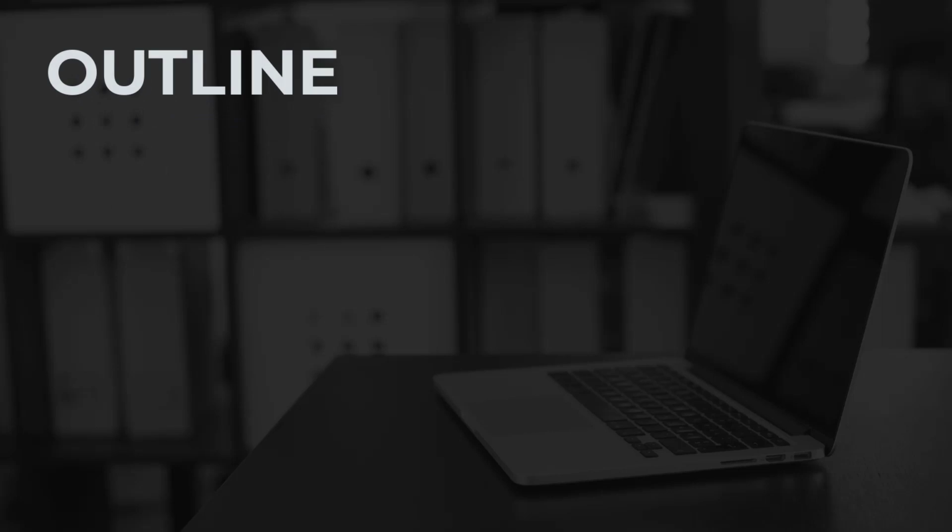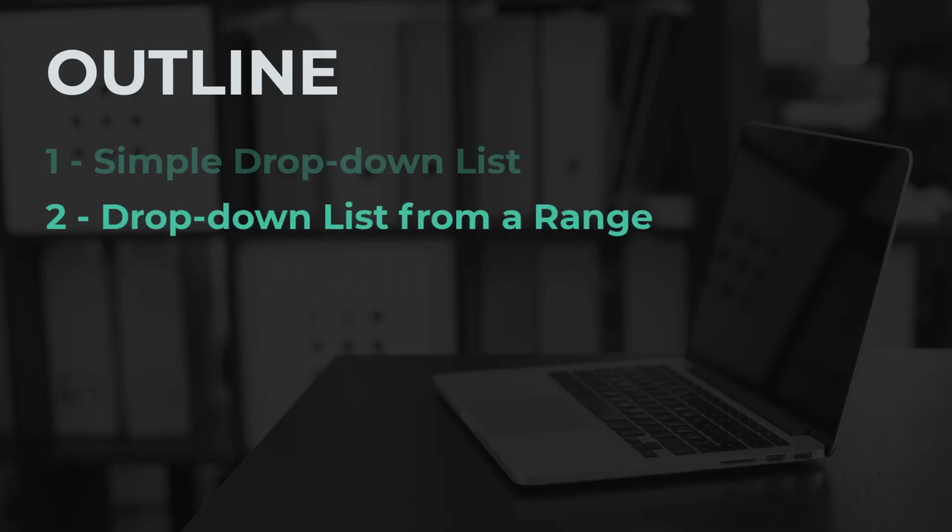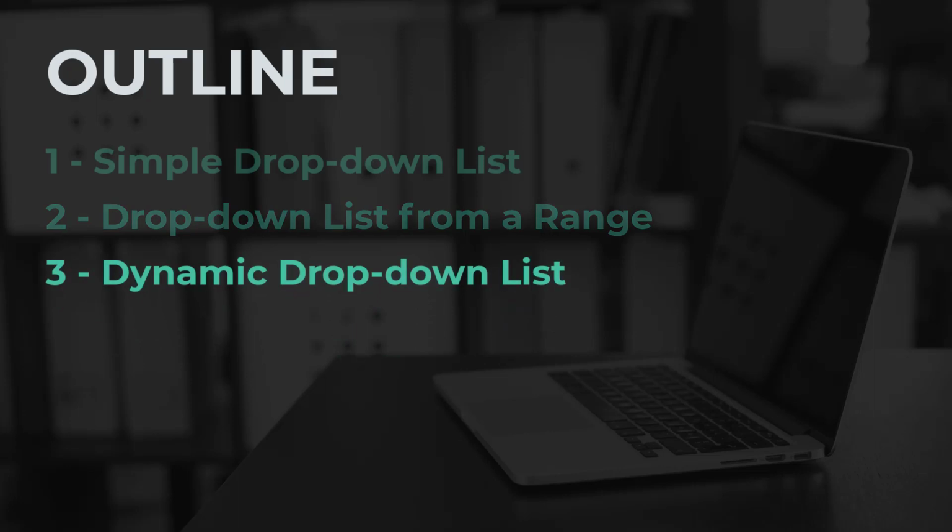Okie dokie, let's take a look at what you will be learning. Starting off, I will cover how to create a simple drop-down list with just a few options. And next, I'll cover how to create a drop-down list that pulls its options from a range of cells within your workbook. And after that, I'll show you how to create a dynamic drop-down list that you can add options to after you've created the list.